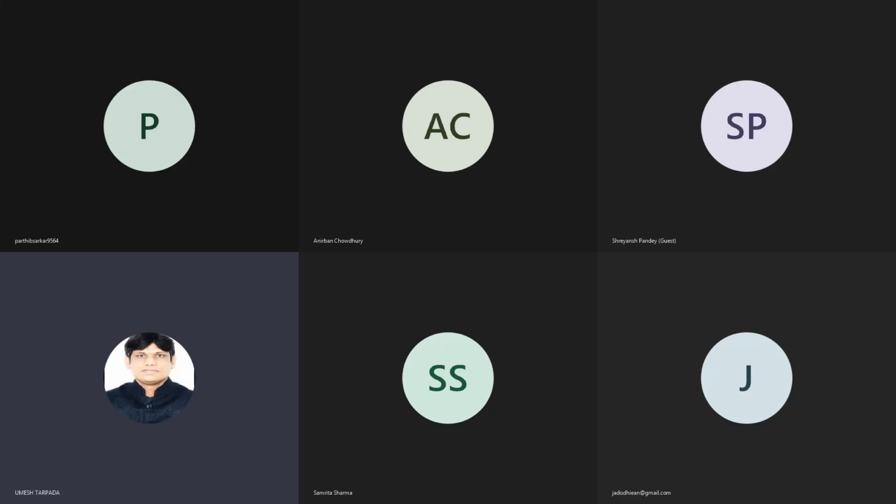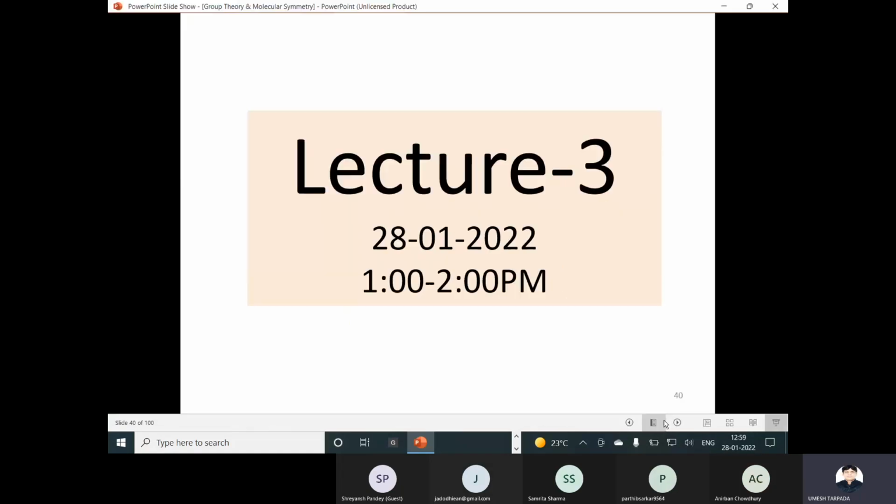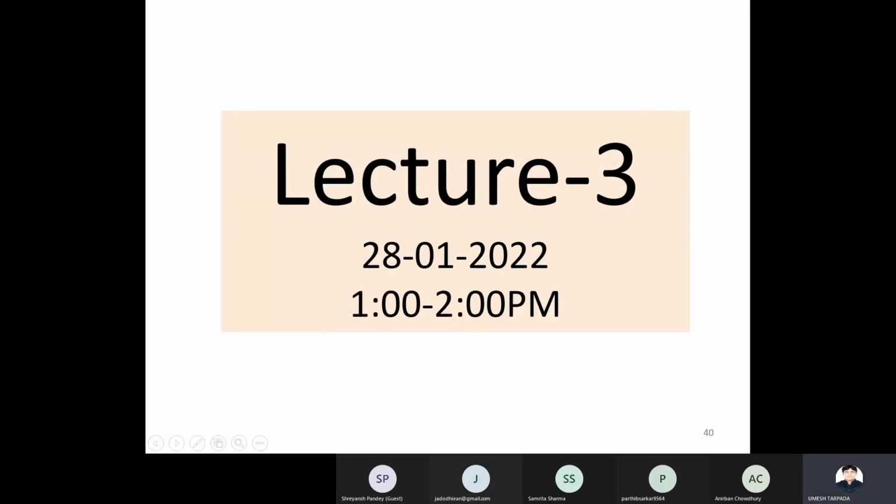One is, you can say, point of inversion I, and second one is alternate axis. Okay, after that, then we move to the molecular point group.